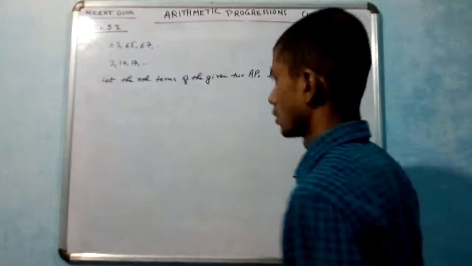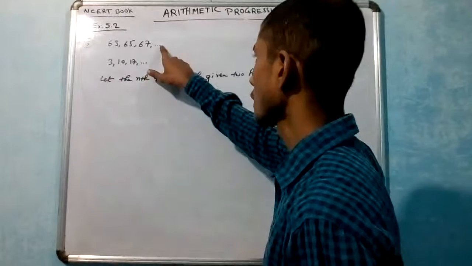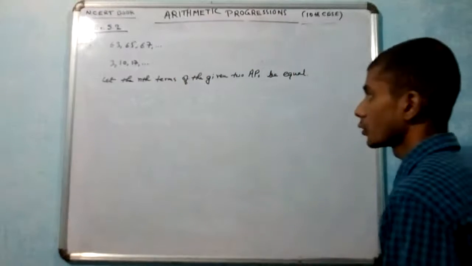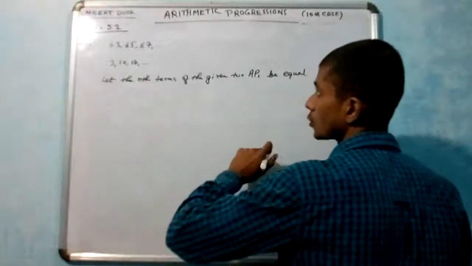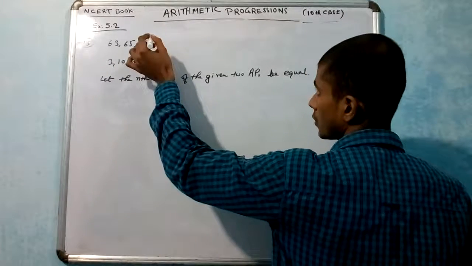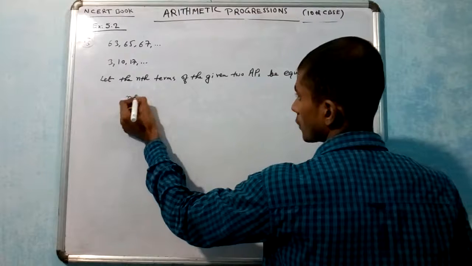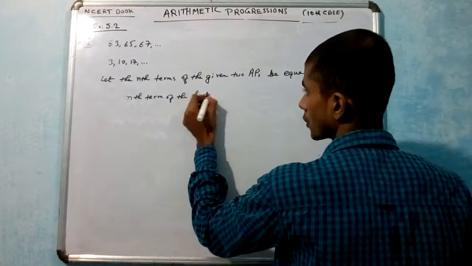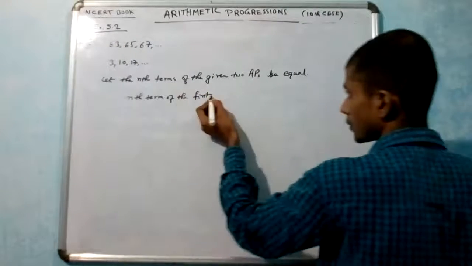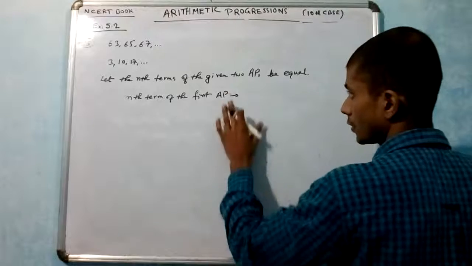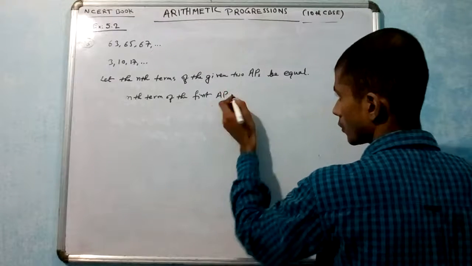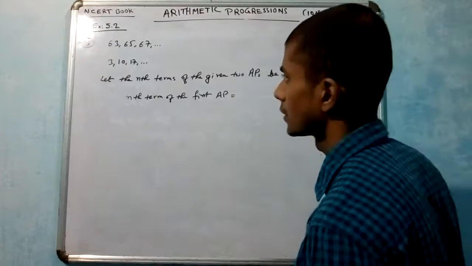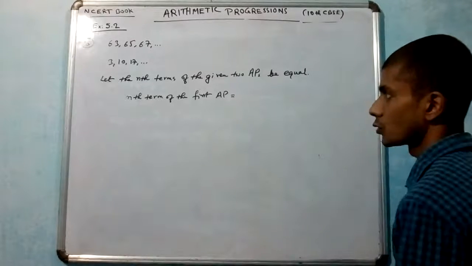Now in this, the first term and the common difference will be different, or not? Yes. What will be the only equal thing? N, no? So we have to find the nth term of the first AP. Tell me, the nth term of the first AP is equal to a plus n minus 1 into d.